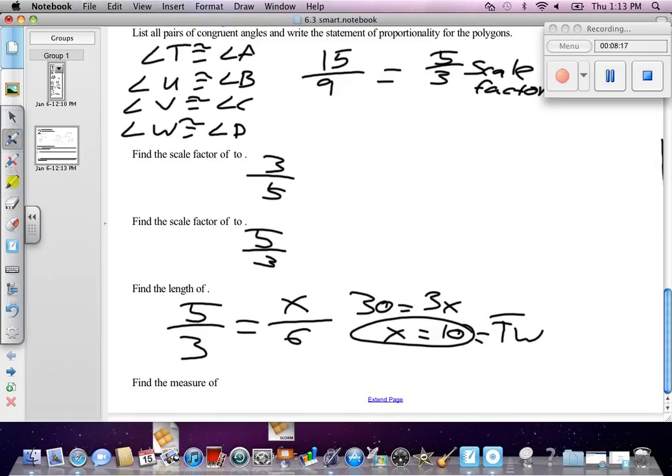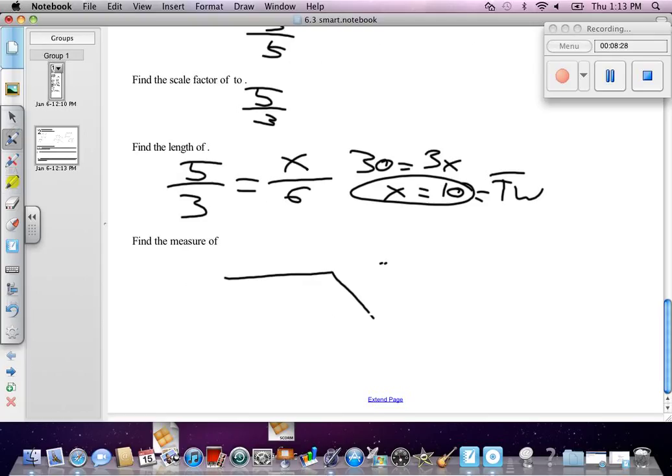What would the measure of angle TUV be? Can we do it on our own? Okay, this is a little confusing, so I want to explain this part. All right, there will be plenty to do on your own, I promise.